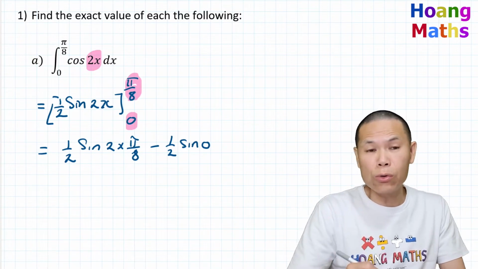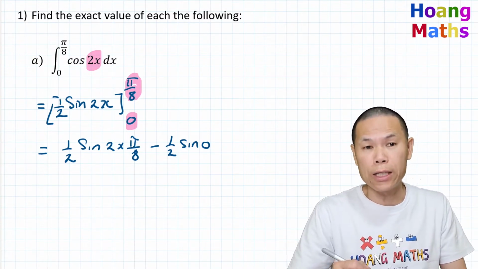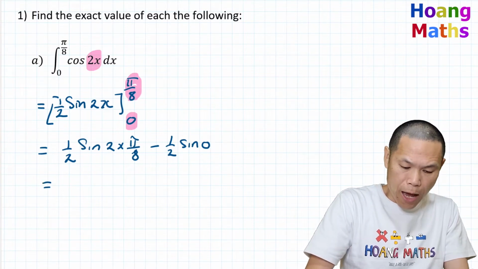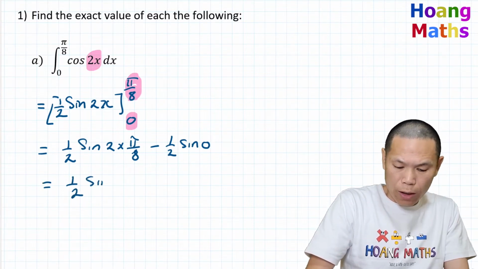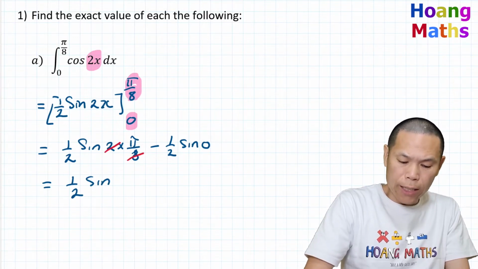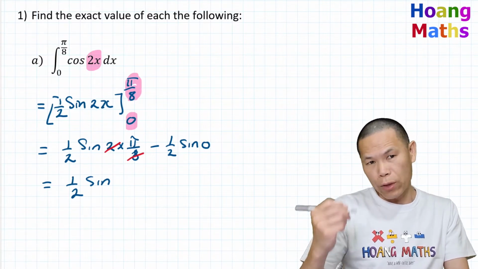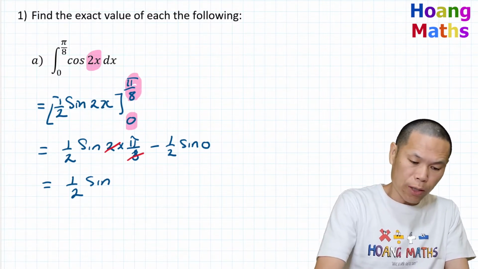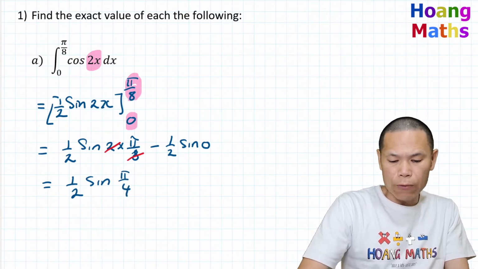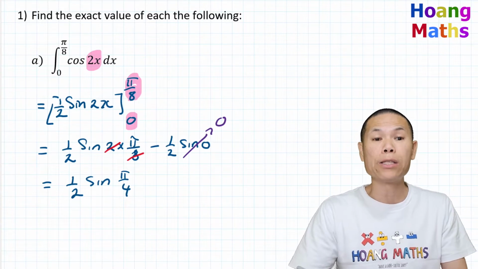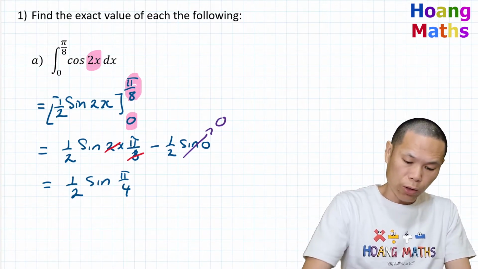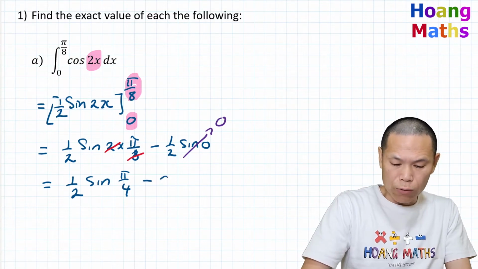And now I just need to evaluate. Before I do that, I need to simplify first. So now I just write this down. A half sine of, now we know that 2 over 8 is 1 over 4. So therefore that is pi over 4. So I write this down: sine of pi over 4. And we know that sine of 0 will give me 0. Otherwise, you can just put that on a calculator. Sine of 0, you should get a 0. So therefore, that's it, so minus 0 if you like.